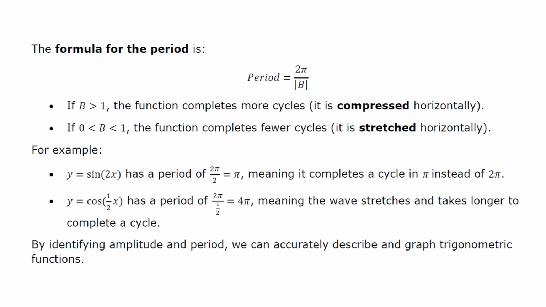Y equals sine of 1/2 x has a period of, well, b here is 1/2, so we'll take 2 pi divided by 1/2, which equals 4 pi, meaning the wave stretches and it takes longer to complete a cycle. So instead of completing it in 2 pi, it completes it in 4 pi. By identifying amplitude and period, we can accurately describe and graph trigonometric functions.